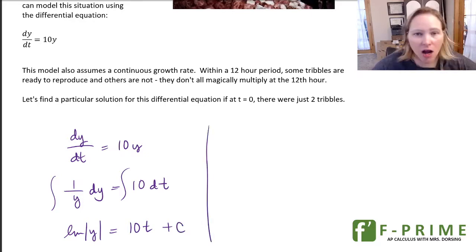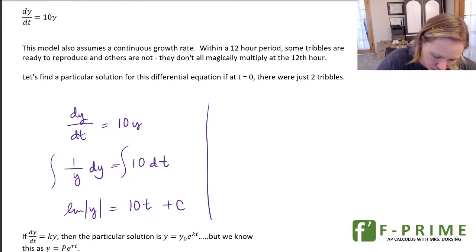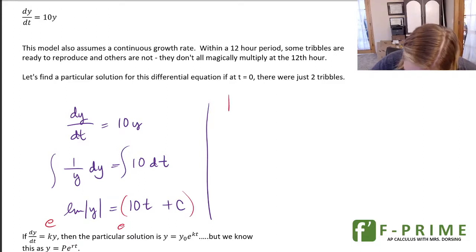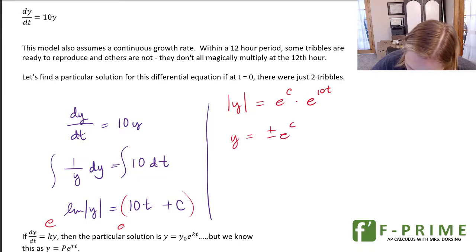Well, taking into account what we talked about in our first video about separation of variables, we know that we need to raise each side as a power of e and then eventually drop those absolute value bars before we can solve for that constant. So let's go ahead and do that. If I raise both sides as a power of e, and then rewrite things, I'm going to skip a few steps here. I'm going to have e to the c times e to the 10t. And then when I drop these bars, I get plus or minus e to the c, e to the 10t. And if I know at t equals 0, there's 2 tribbles, that means my population was 2.